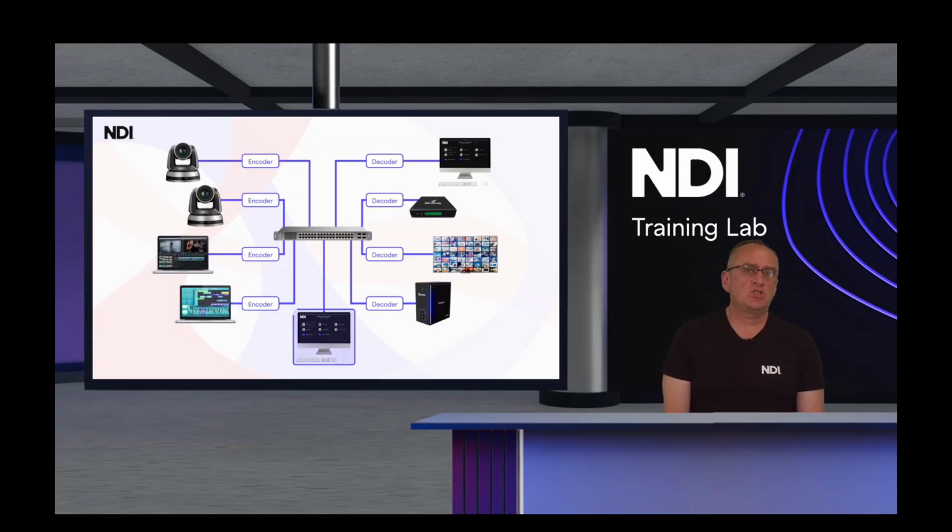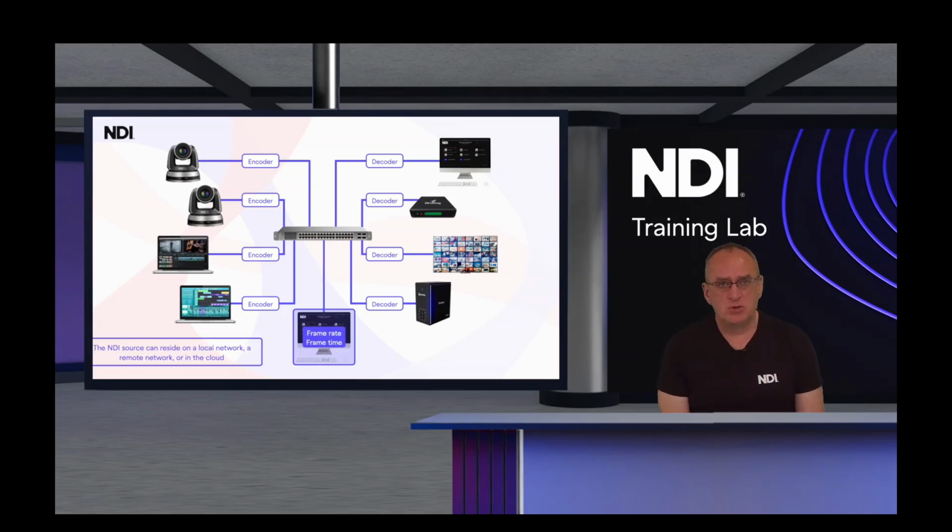NDI Genlock solves this because it synchronizes a software application to any visible NDI source. And it works over LAN, WAN or cloud and supports cross-frame rate locking if necessary, although that's not recommended. It also can fall back to system clock if the source can't be locked.